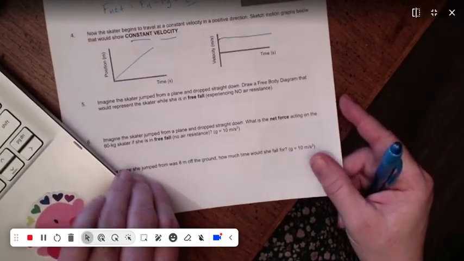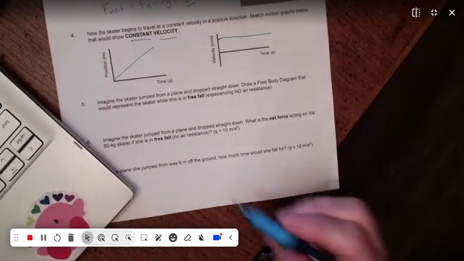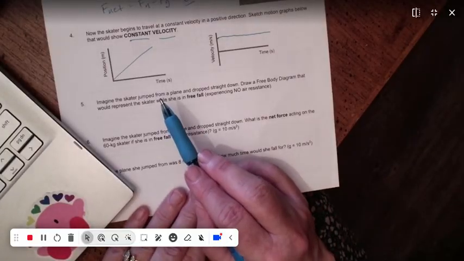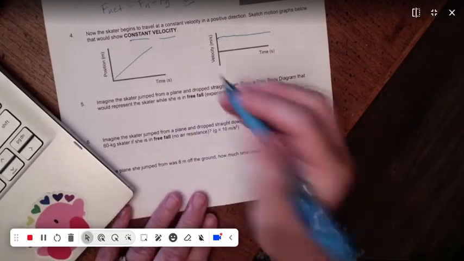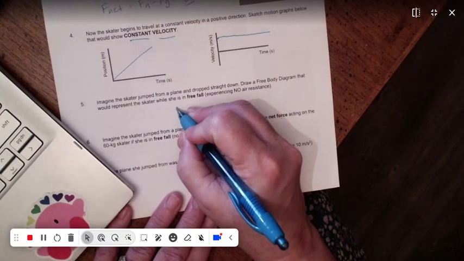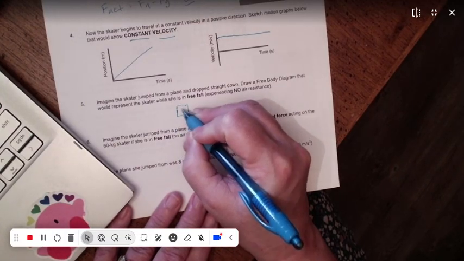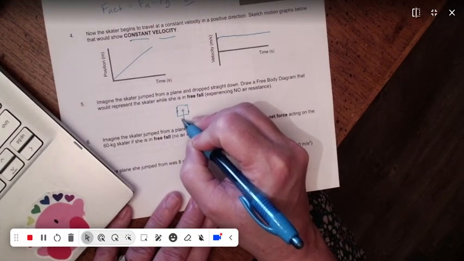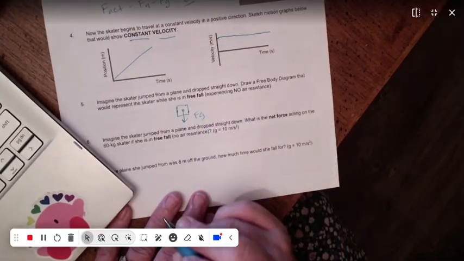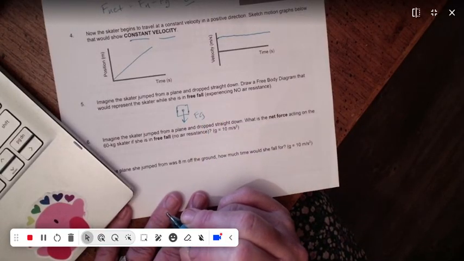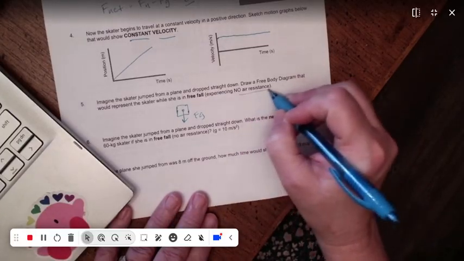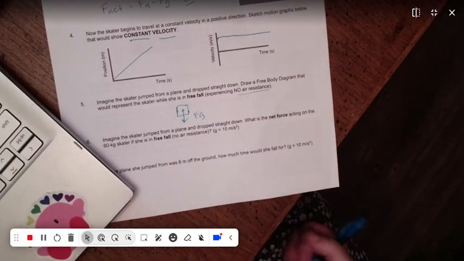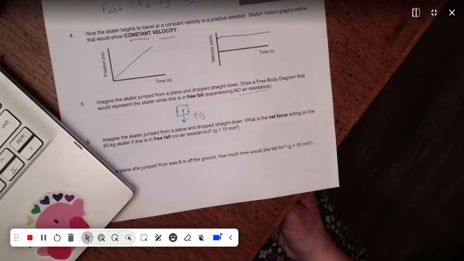Imagine she jumped from a plane and dropped straight down. Draw a free body diagram that would represent the skater while she's in free fall, experiencing no air resistance. If she's in free fall, the only force acting on her is the force of gravity. That's the definition of free fall: the only thing acting on you is gravity. We said no air resistance, so we don't have to worry about anything else. That's all she would have acting on her.